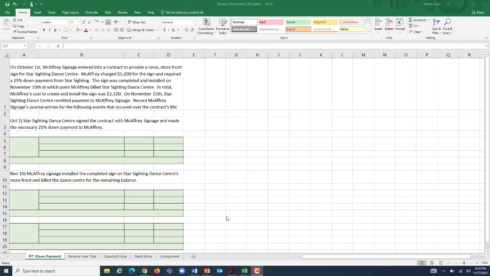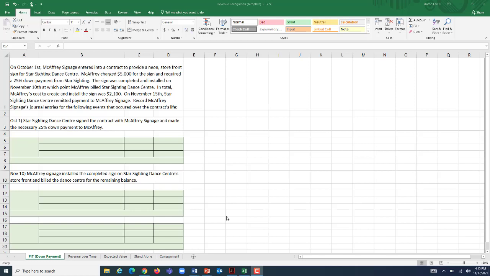Hello everyone, here are the answers to questions 2 and 3 in Unit 12 of AC201. In question 2, on October 1st, McCaffrey Signage is going to enter into a contract to provide a neon storefront sign for Star Sighting Dance Center. McCaffrey is going to charge them $5,000 for the sign once it is completed, and they are going to require a 25% down payment from Star Sighting at the time they enter into this contract.